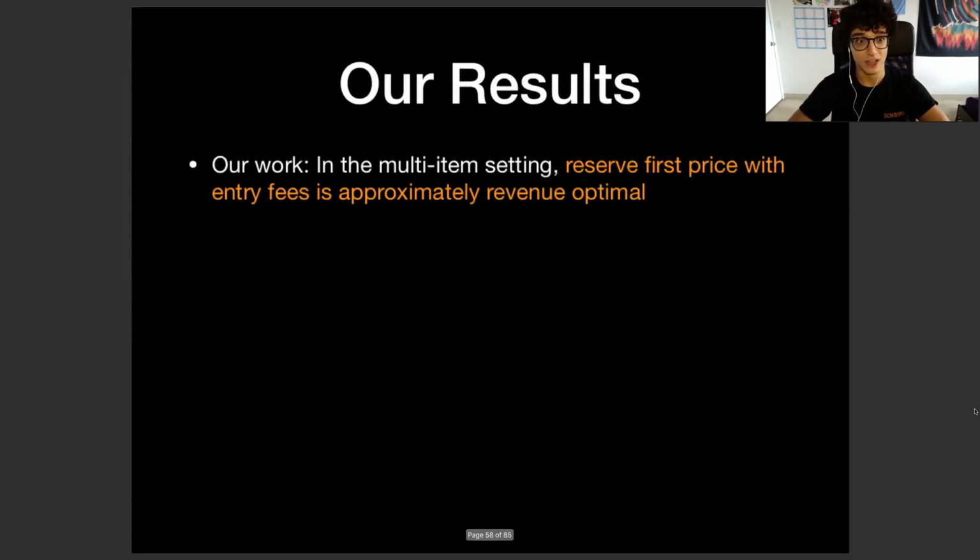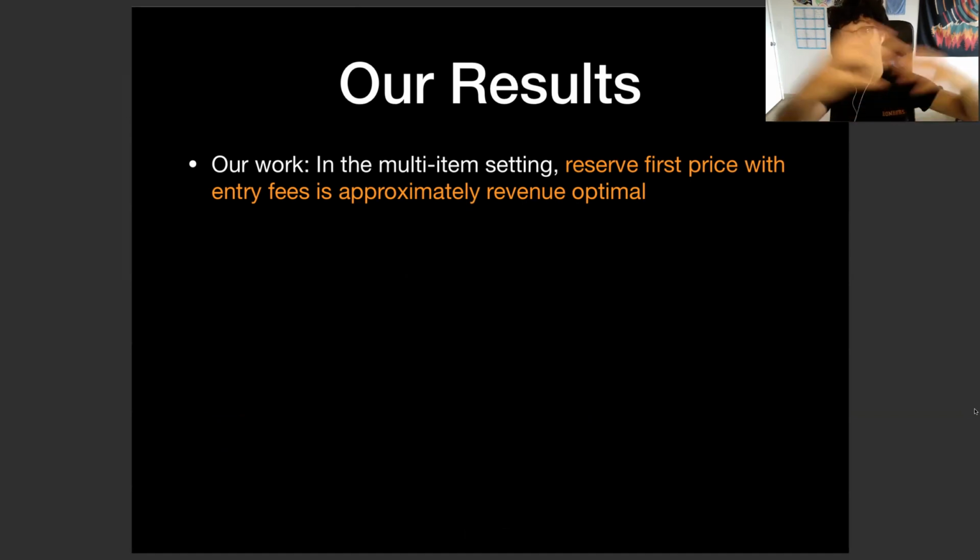Our results. We show for the first time ever that in the multi-item setting, the reserve first price auction with entry fees is approximately revenue optimal. What an entry fee is, it's another small modification that we make to the auction in order to get a guarantee. It essentially says that you have to pay me some sort of flat rate in order to access all of my auctions. So it's like, pay me a $10 entry fee, and now you have access to reserve first price auctions on all of the separate items. And with this slight modification, we were able to achieve a positive result.